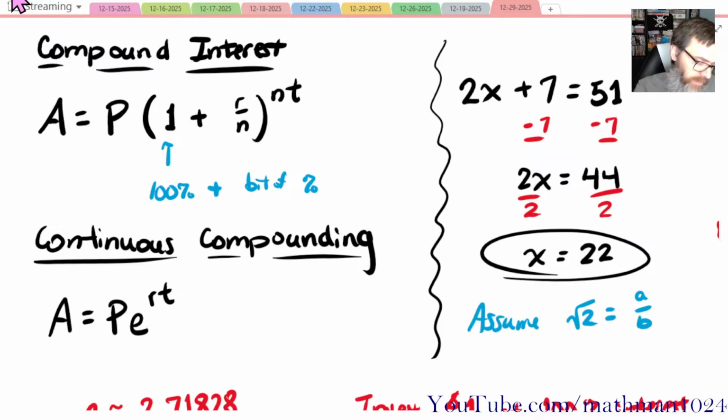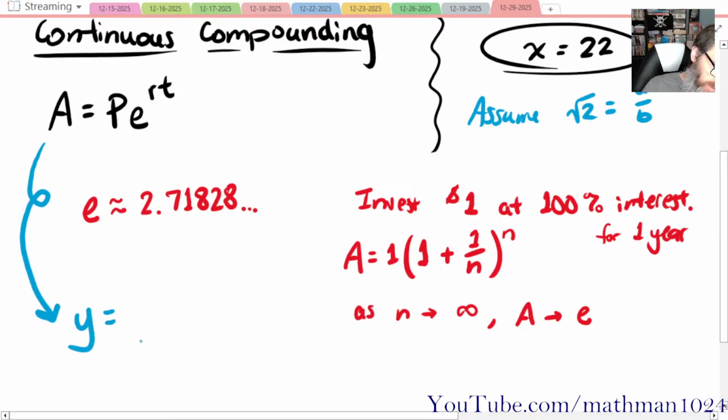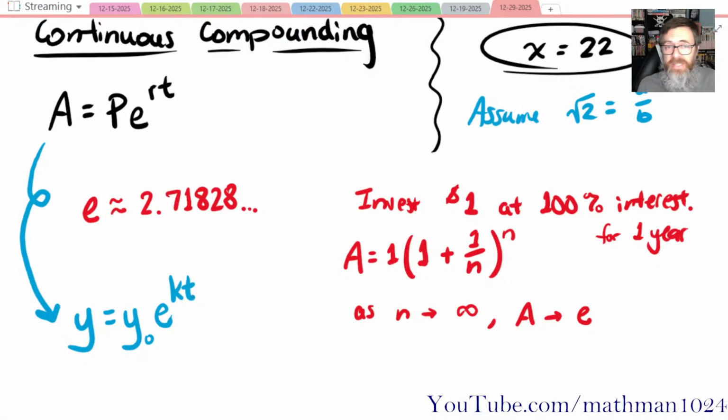Now, what ends up happening is that we will take this continuous compounding formula and use it in a more general form. Continuous compounding comes from this form that says y equals y naught e to the k times t. Some people will look at this and go, that's a completely different formula, but I'm going to contend that it's not. It's the same formula. What does the capital P stand for? It stands for your principal. It stands for what your initial investment is, your starting value.